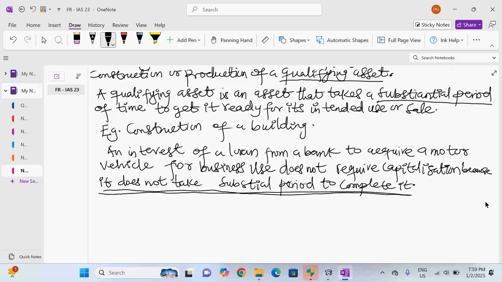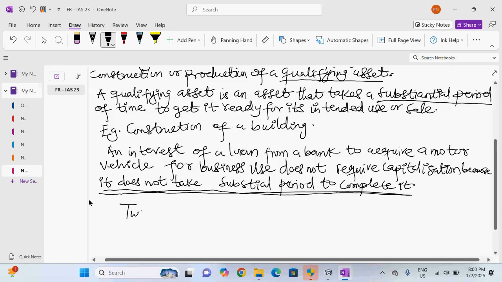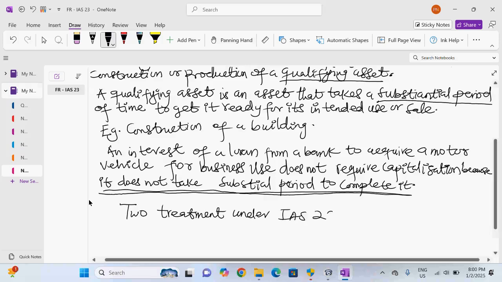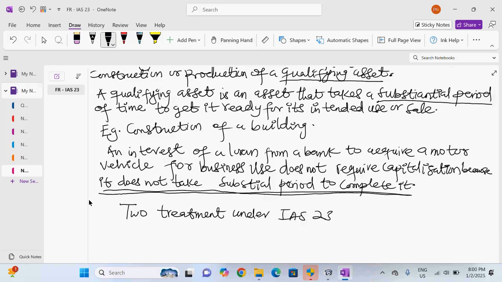So IAS 23 prescribes two treatments under the word borrowing cost. So what are the two treatments under IAS 23 borrowing costs? What are the treatments that you can choose to use dealing with borrowing costs?